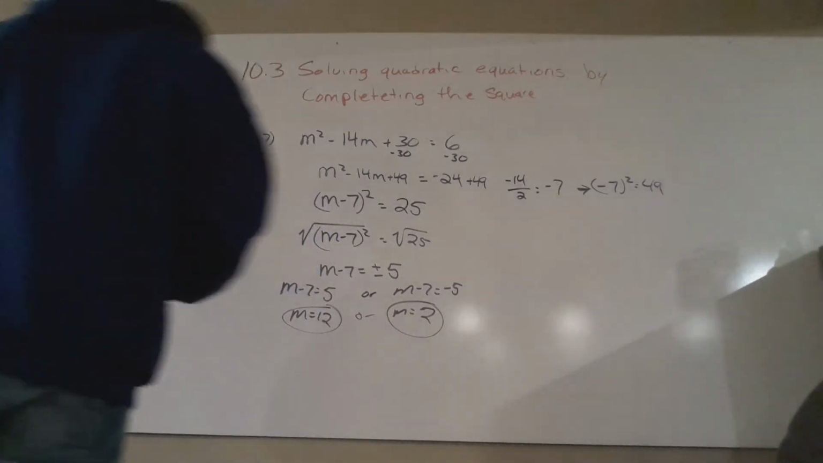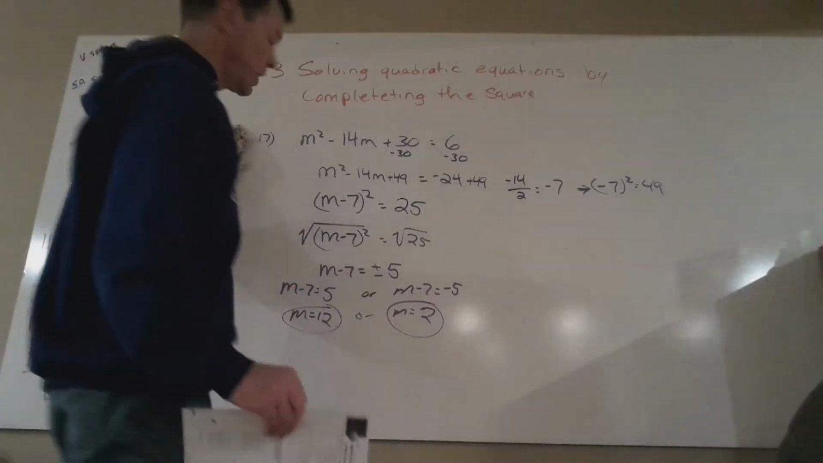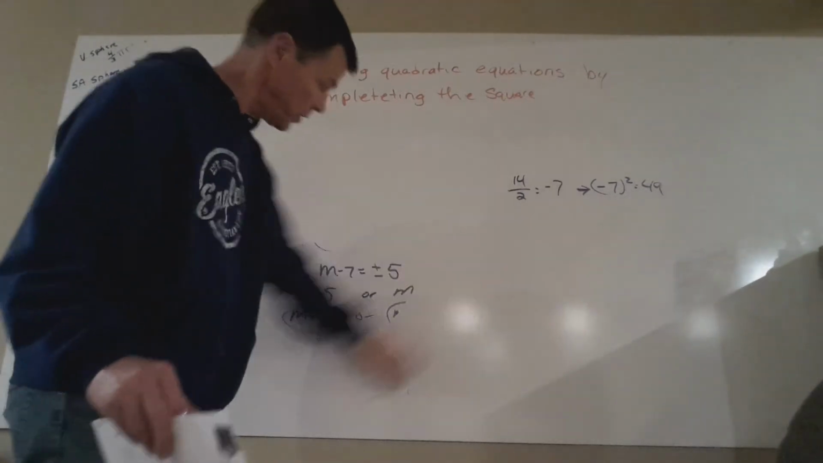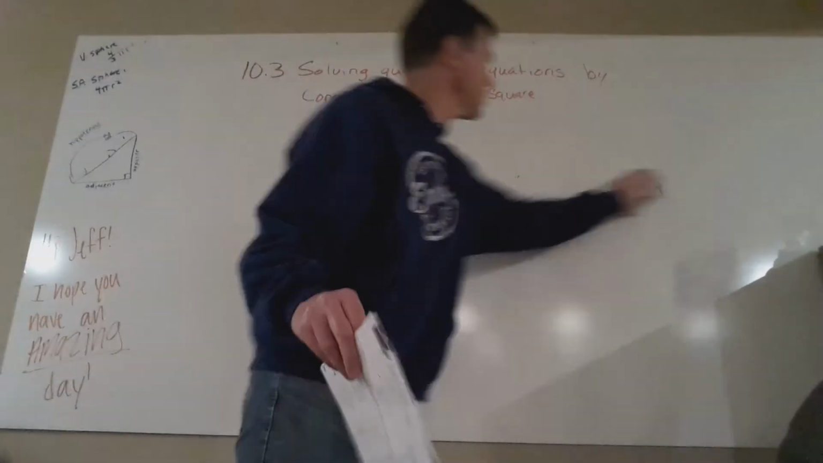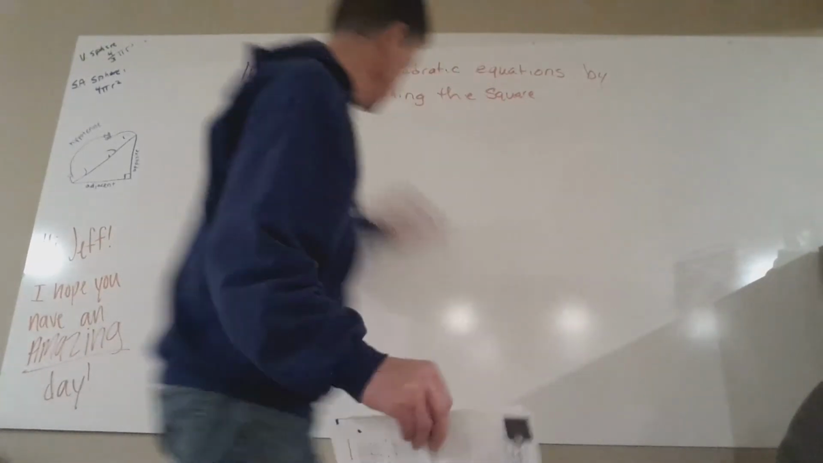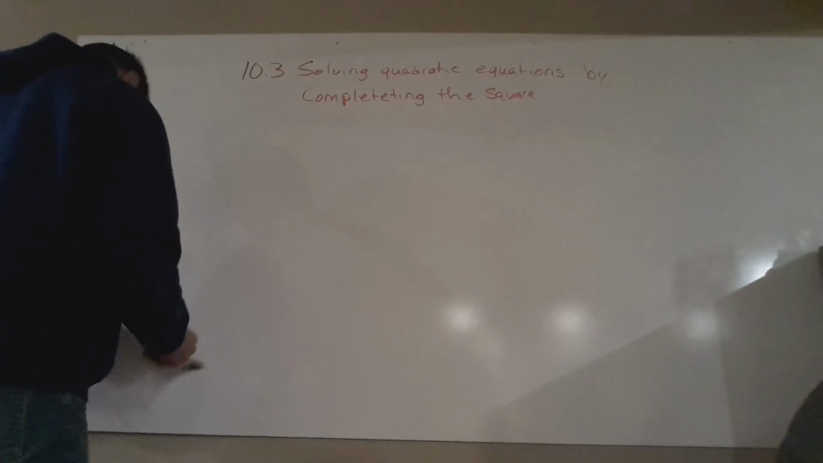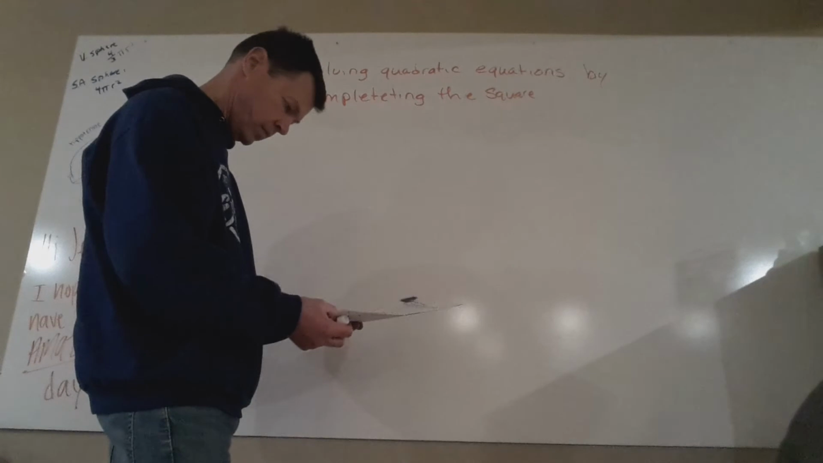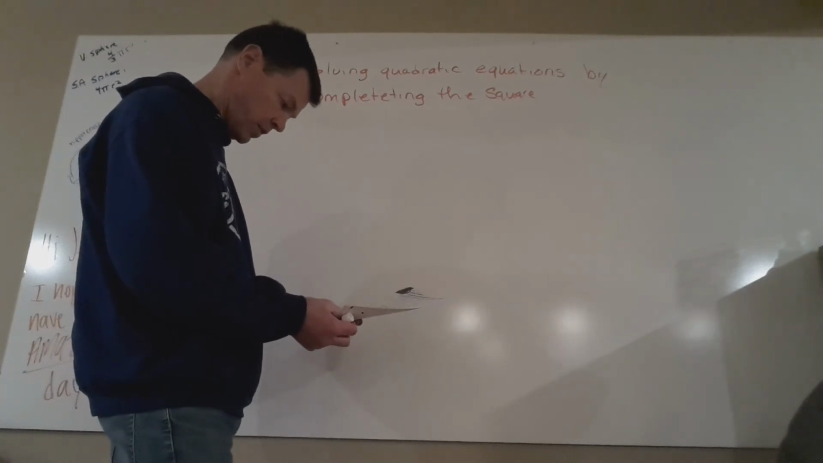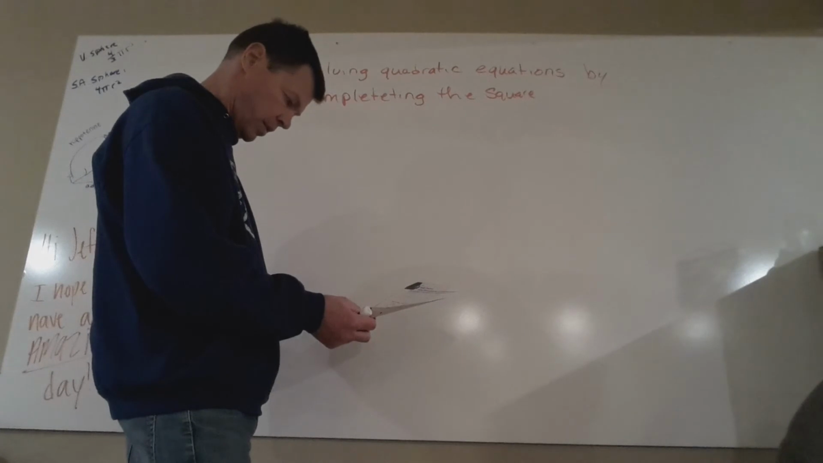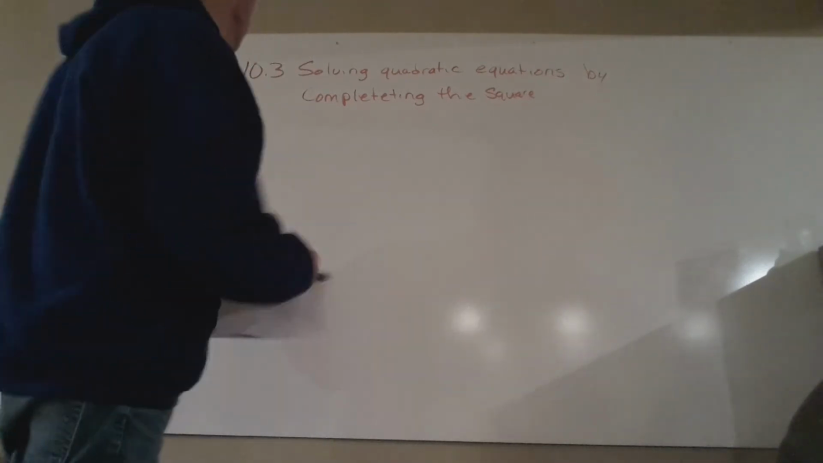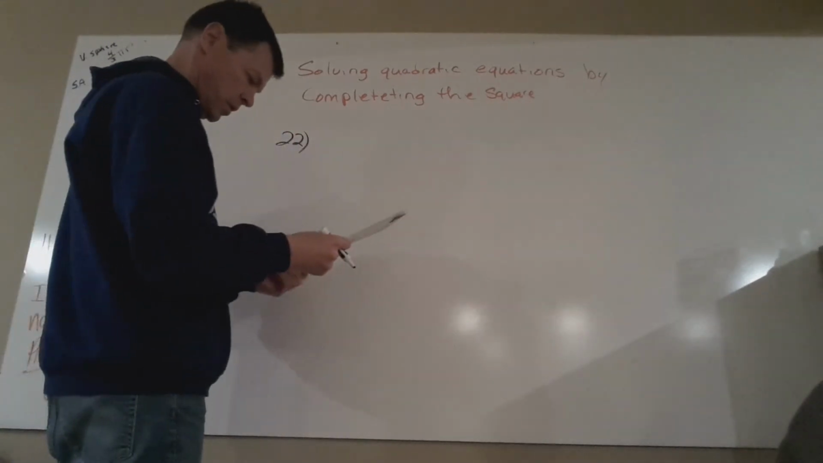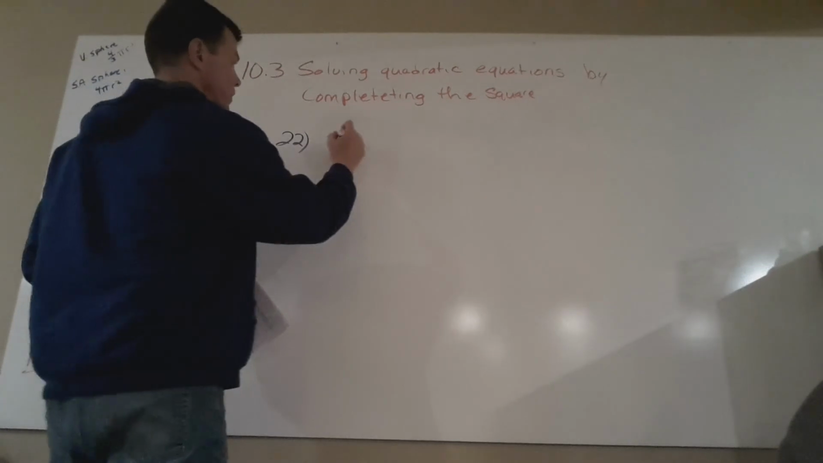I'll do a third example. You don't need to watch this if you got this. But I'll go ahead and do a third example, which is going to be another one from your homework assignments. But again, if you already got this, you can just stop watching and get started with the assignments. Let me see how 22 works out. All right, here's 22. P squared minus 2p equals 5.